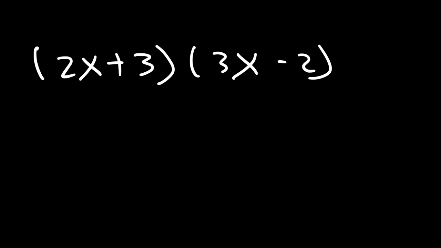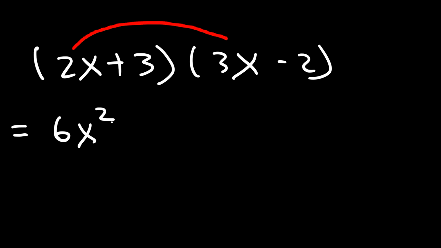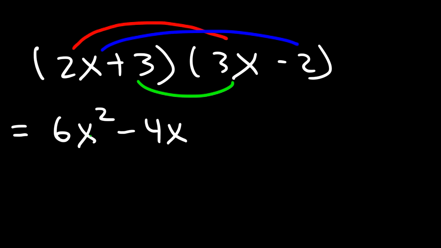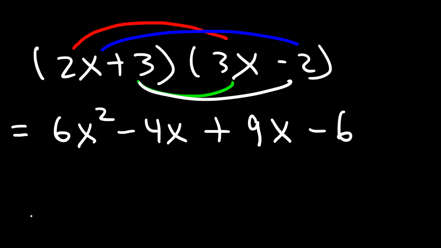So let's begin by multiplying 2x by 3x. So 2 times 3 is 6. X times x is x squared. Now let's multiply 2x by negative 2. 2x times negative 2 is negative 4x. And then 3 times 3x, that's going to be 9x. And then 3 times negative 6 is negative 6.